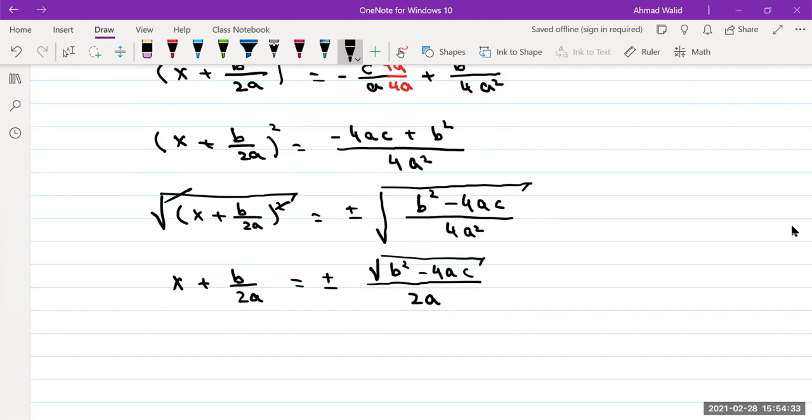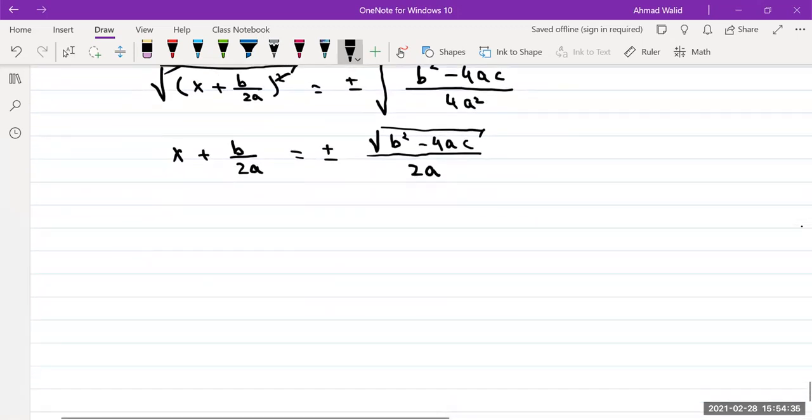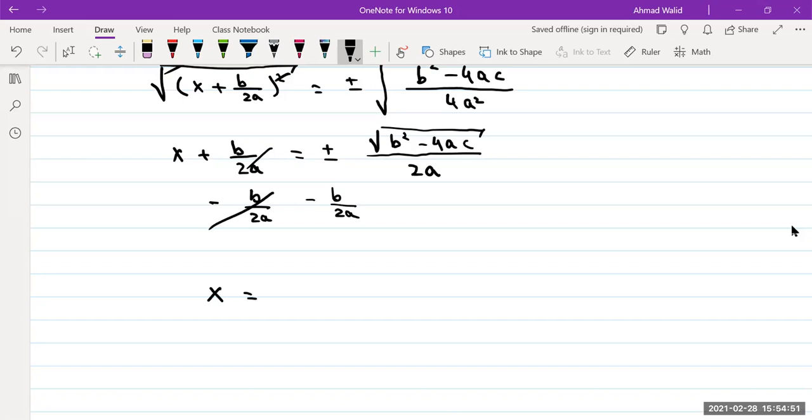Now, solving this equation for x, I will subtract negative b over 2a from both sides. I will subtract it from here, and I'll subtract from this side also. These two cancel out. Then x equals negative b over 2a plus minus my second fraction, which is the square root of b squared minus 4ac over 2a.